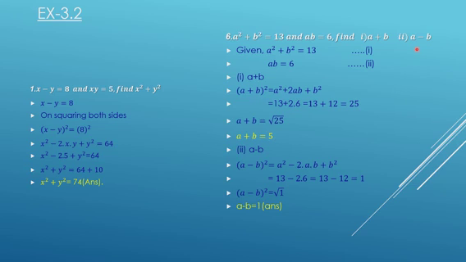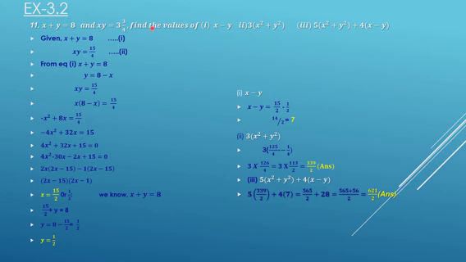The second question will be done in the same way, a minus b. So you can find a minus b whole square, put the values of a square plus b square and then minus 2ab and your answer is 1. So a minus b whole square is 1, root over 1. So a minus b will be 1. This is the second sum.